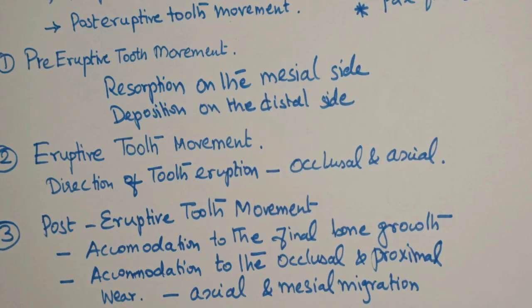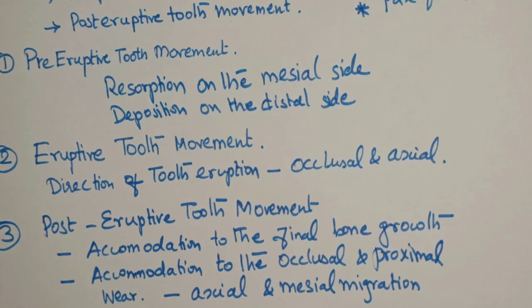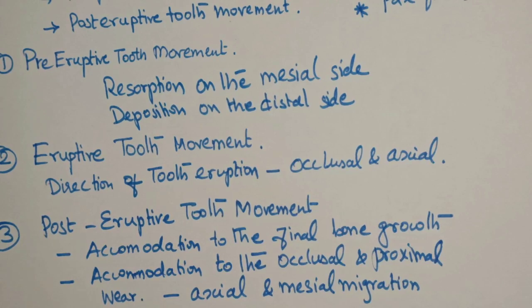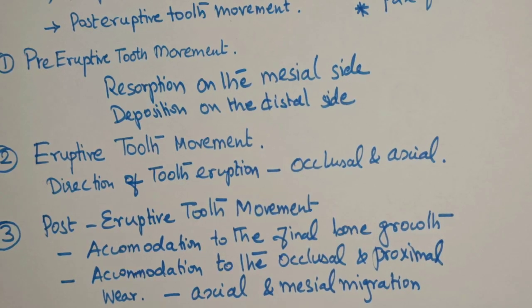The main content or the literature I have used as a reference is Orban's textbook of oral histology and embryology, 12th edition. Okay, very nicely it is given in Orban's textbook. So I consider you all have to read Orban's textbook in detail to learn about tooth eruption.